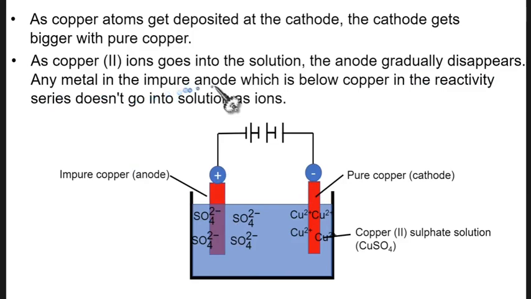Any metal in the impure anode, like we talked about, there's iron which is in impure copper blister. We talked about gold, we talked about silver, we talked about arsenic. So we are saying any metal in the impure anode here which is below copper in the reactivity series does not go into solution as ions. Those will not go into the solution as ions. All right. So this process goes on until everything has moved and gone into this one.